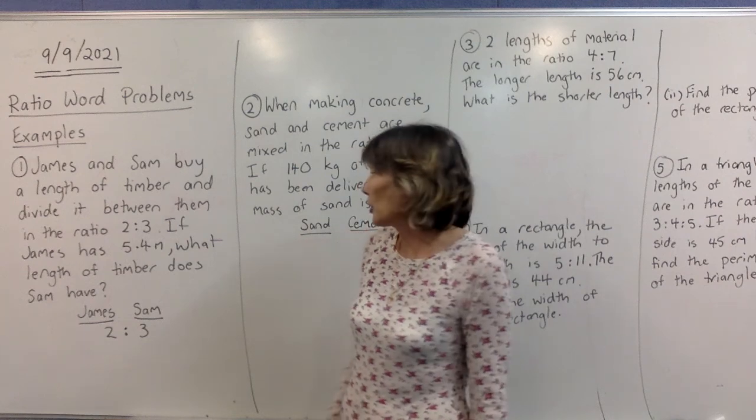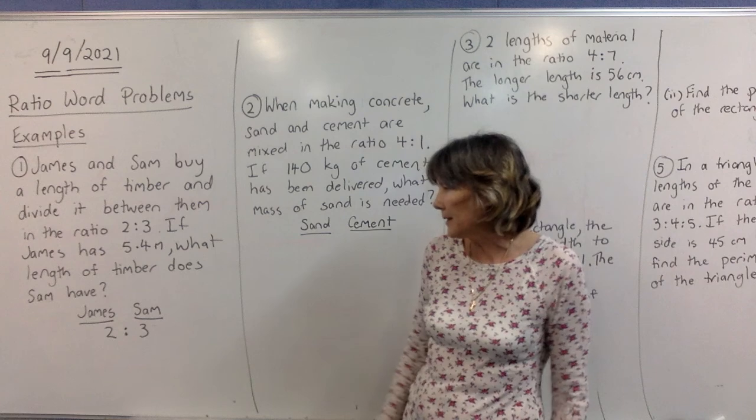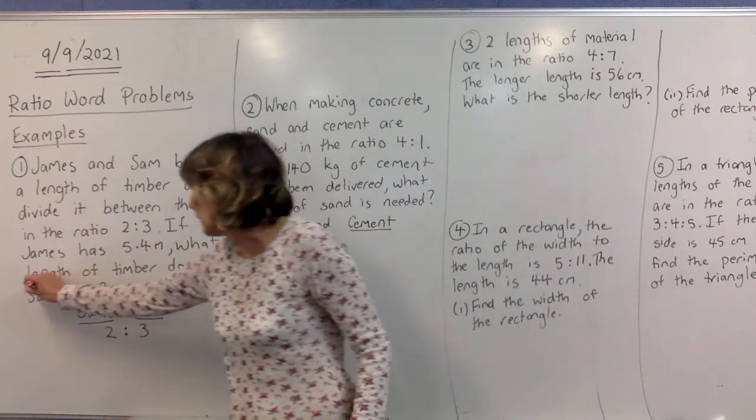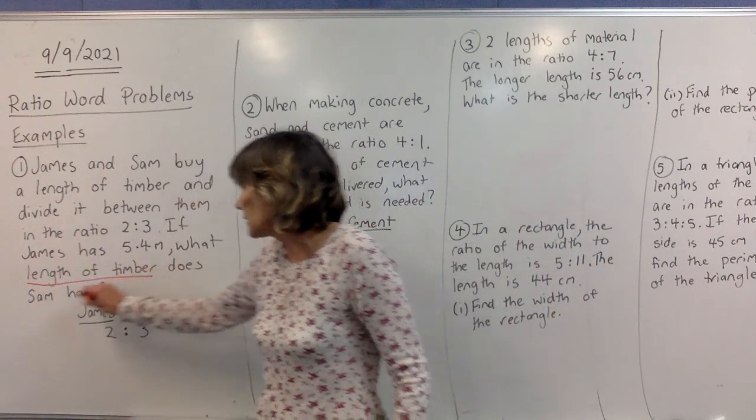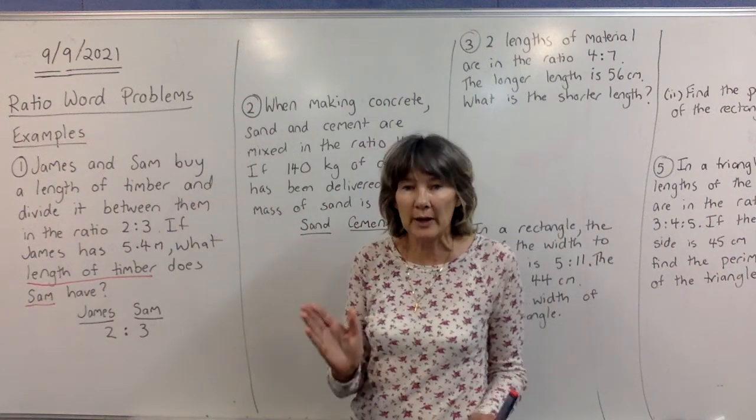Alright, so this first example: James and Sam buy a length of timber and divide it between them in the ratio 2 to 3. If James has 5.4 metres, what length of timber does Sam have?